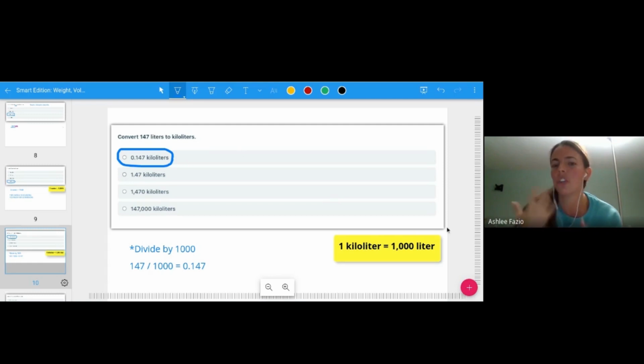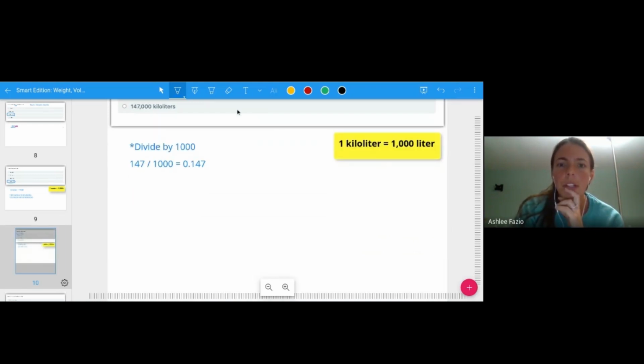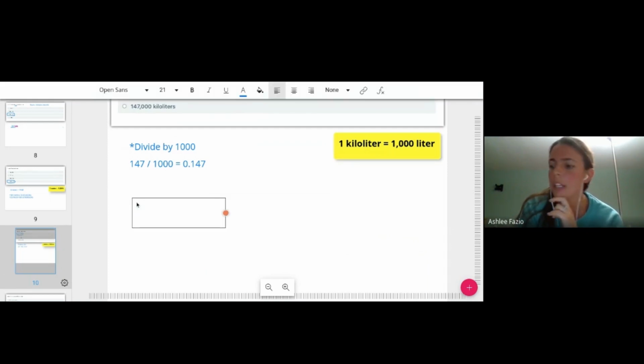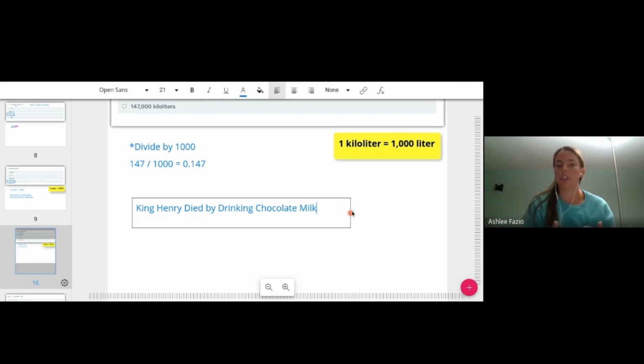And I think maybe if I show you this other strategy that I use, I've used it since I was young and it just has stuck and it works for me. Maybe this will help if you're a little bit confused about when to multiply and when to divide. So I have shared this once before and it's kind of silly, but it works. It is this mnemonic phrase: King Henry died by drinking chocolate milk. So weird and silly, but this can help us with metric conversions, okay?